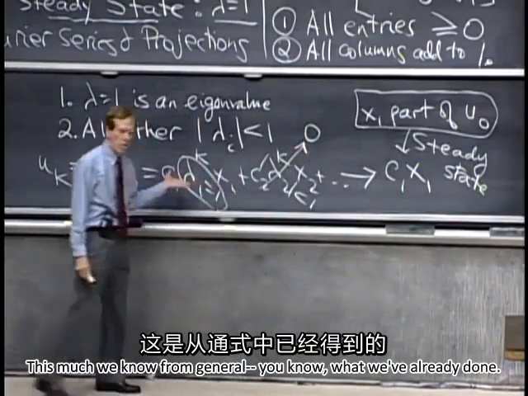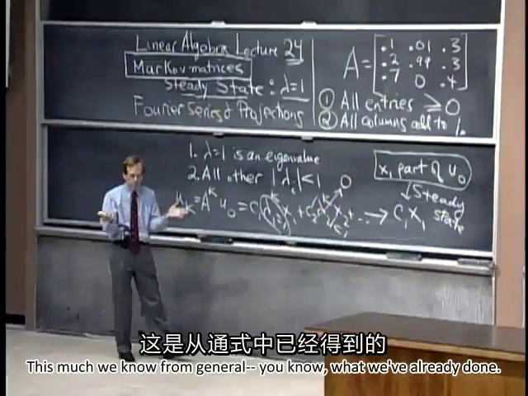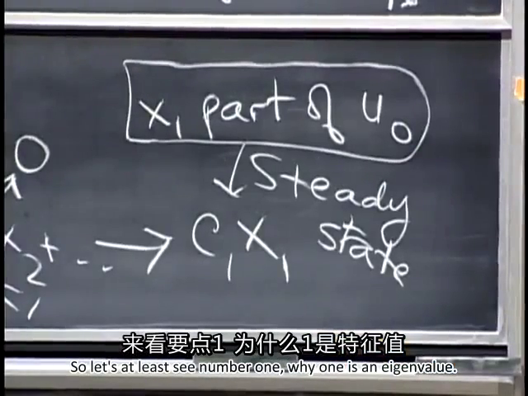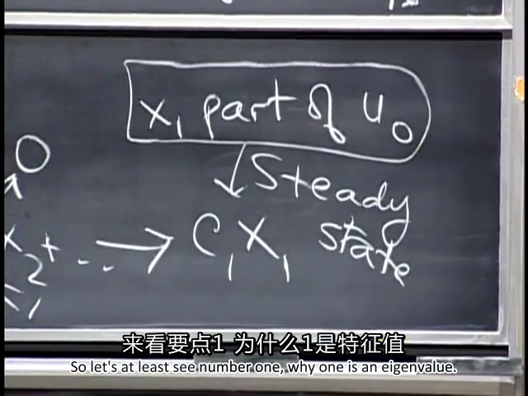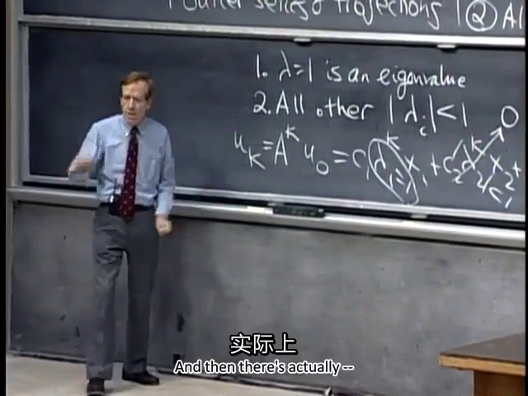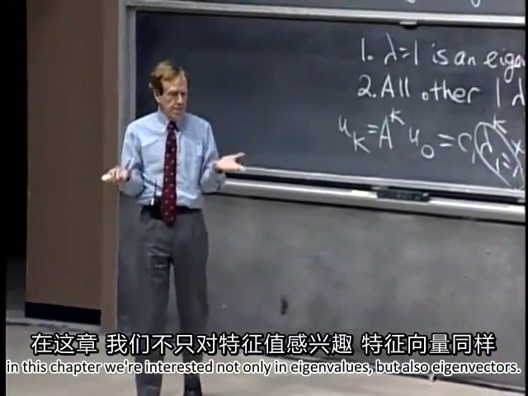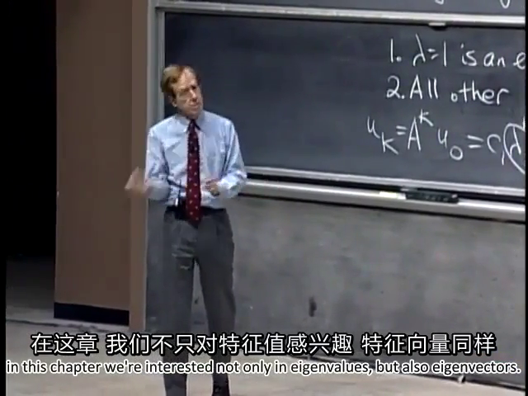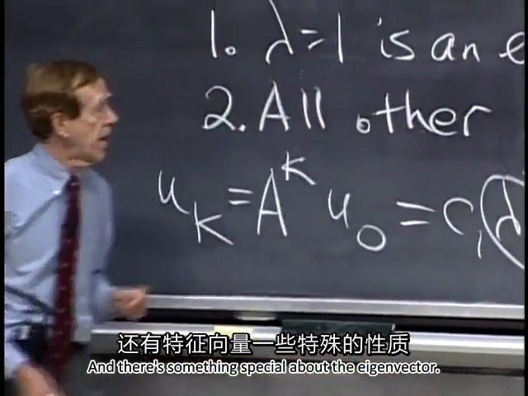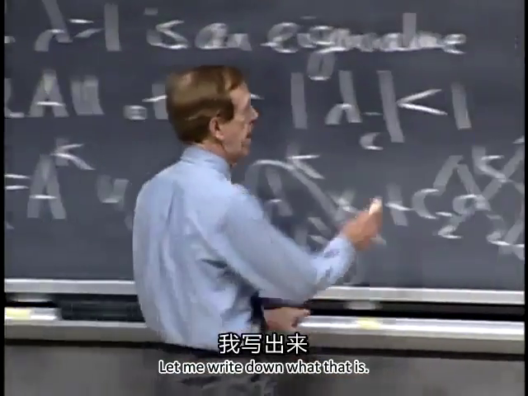This much we know from what we've already done. So I want to see why. Let's at least see number 1, why 1 is an eigenvalue. And then there's actually, in this chapter, we're interested not only in eigenvalues but also eigenvectors. And there's something special about the eigenvector. Let me write down what that is.